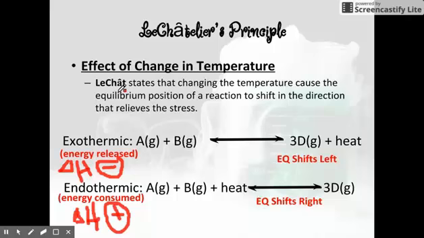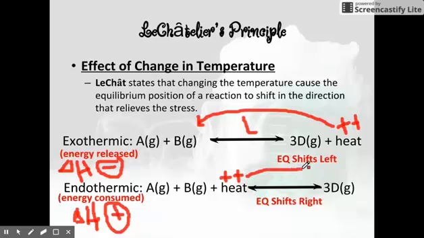So Le Chatelier's principle states that changing the temperature will cause the equilibrium position of a reaction to shift in the direction that relieves that stress. So if we're adding heat to an exothermic reaction, it's going to shift away from it because now we have too much on our product side. So it would shift left. If we add heat to an endothermic reaction, where heat is a reactant, again, it's going to shift away from that side, because we have too much on it now, to our product side. So it would shift right if we add heat.